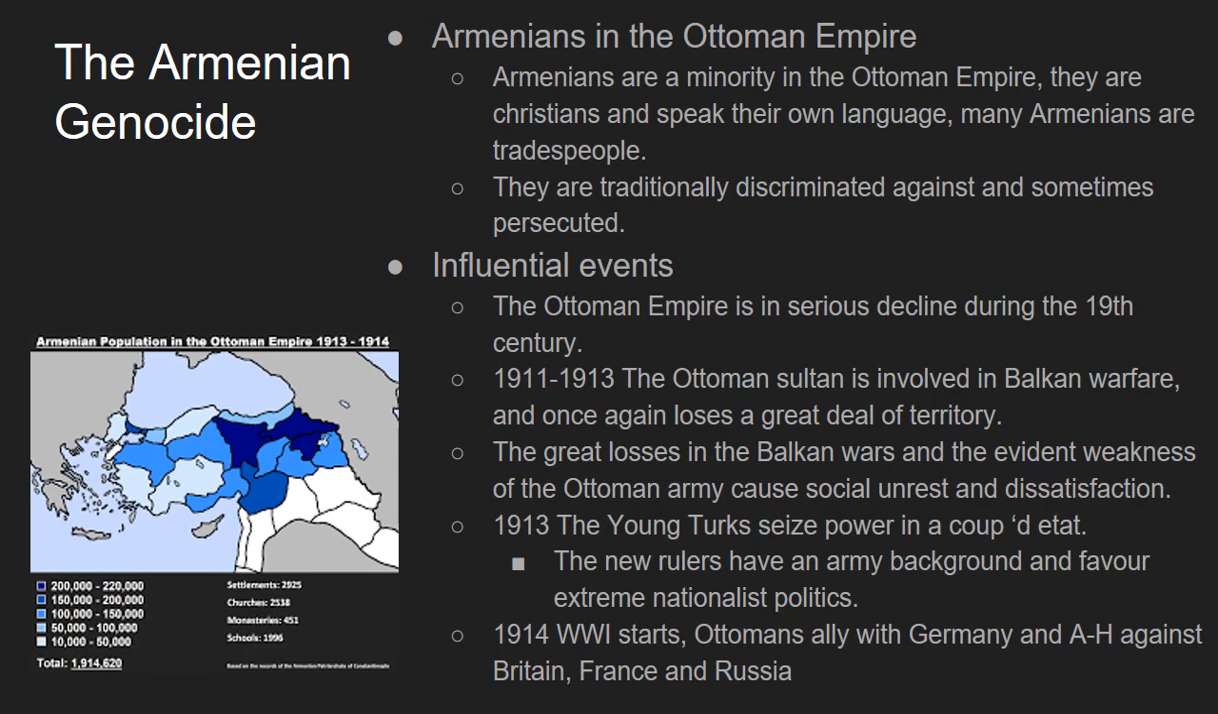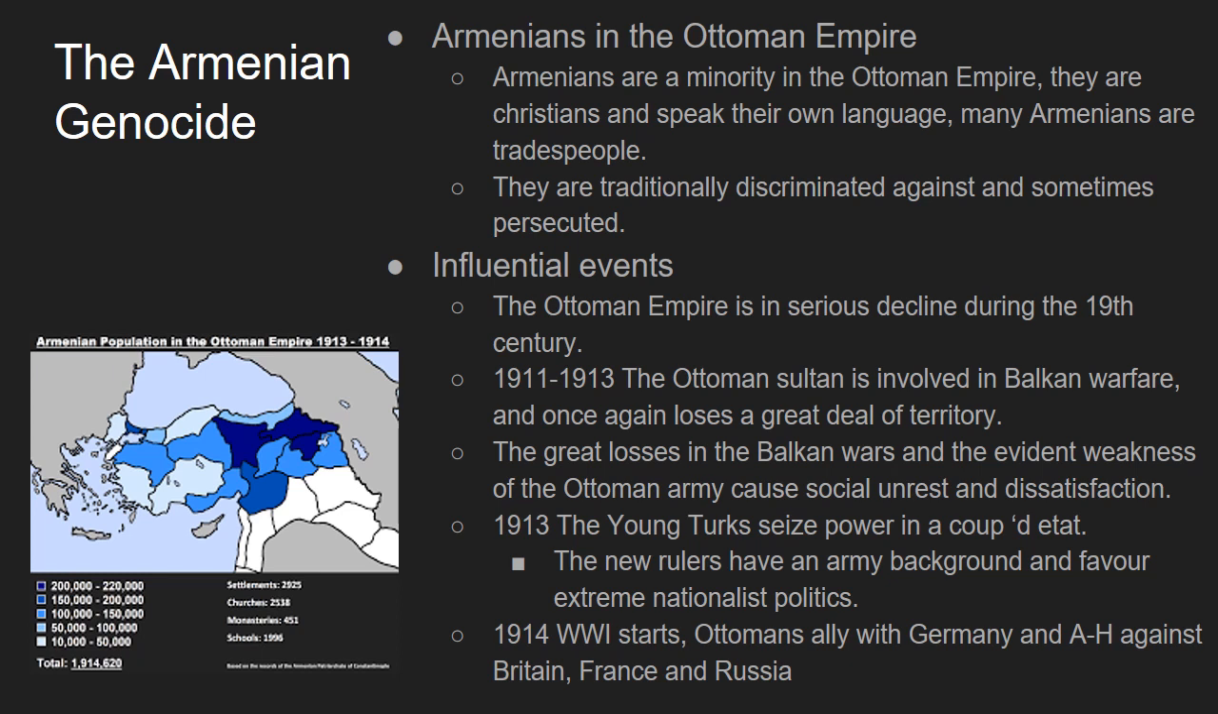So the Armenian genocide takes place in the Ottoman Empire during World War I. So we are going back in time a little bit from when we've been discussing in the last few days. Armenians are a cultural group from the region east of Turkey and Anatolia. During the Ottoman Empire, Armenians were a minority within the empire, and they were majority Christians. They had their own separate language.